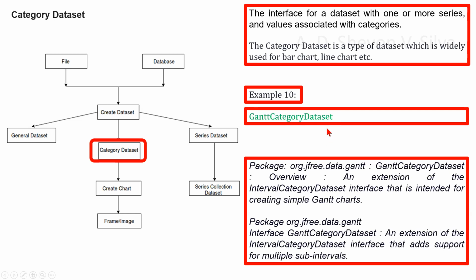Overview in GanttCategoryDataset in package org.jfree.data.gantt. An extension of the IntervalCategoryDataset interface that is intended for creating simple Gantt charts. Interface GanttCategoryDataset in package org.jfree.data.gantt. An extension of the IntervalCategoryDataset interface that adds support for multiple subintervals.